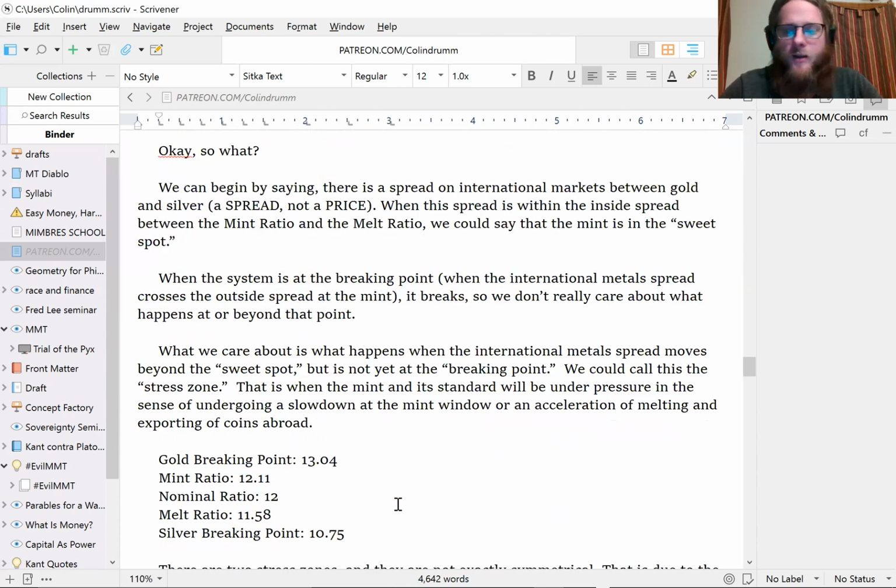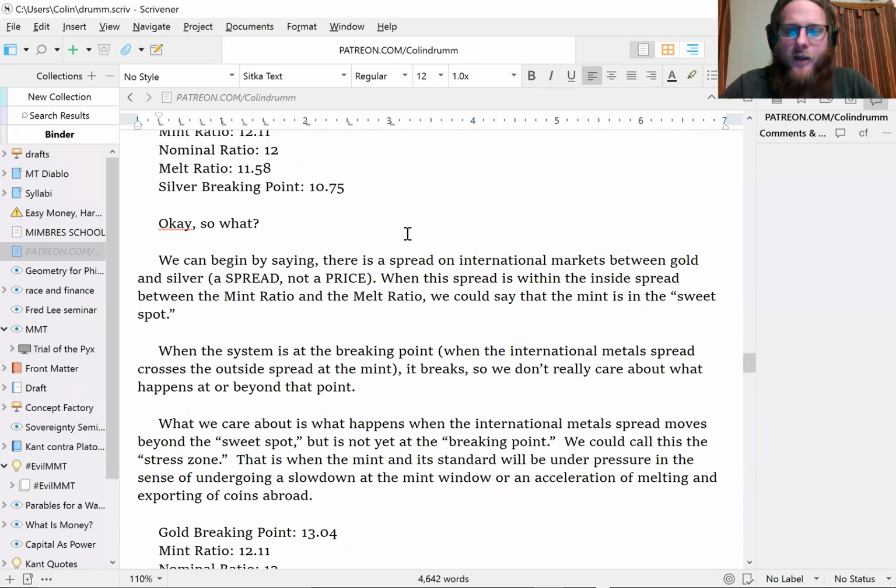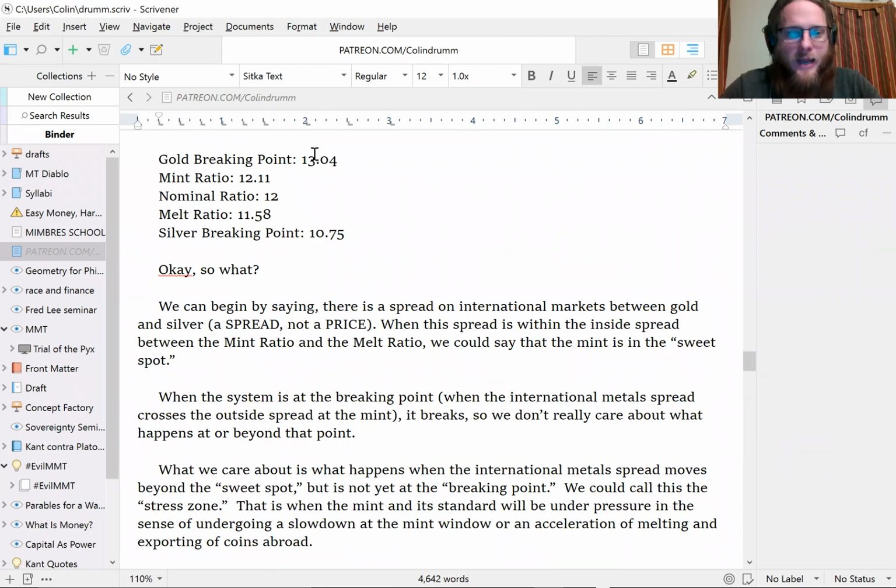Okay, so what? So there's a spread on international markets between gold and silver, not a price, a spread. When the foreign spread is inside the inside spread, you're kind of in the sweet spot. This is the spot where there's not really any temptation for merchants to try to make a profit through specifically monetary operations. This is the point at which dealing in money is not really profitable in itself, and the merchants are just trying to use the money in order to conduct trade in goods, which is what you want them to be doing. Because you, as the ruler, as the policymaker of the mint, you don't like it when the merchants are making profits on just dealing in money because, well, as we're going to see, they are drinking your milkshake. You don't like that. So this in the middle here is kind of the nice area. That's when it's working good.